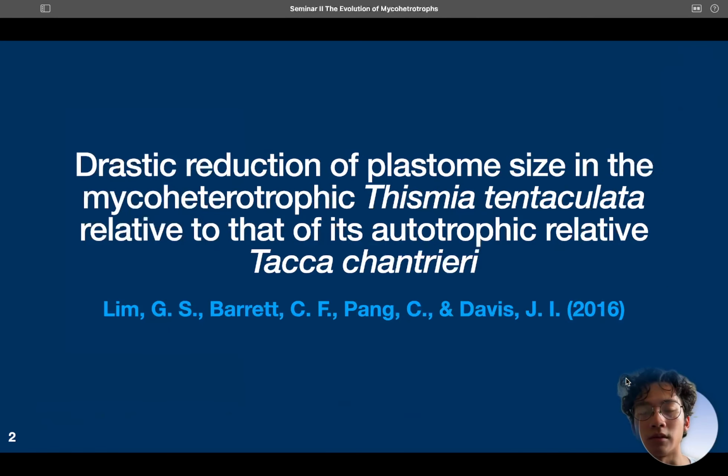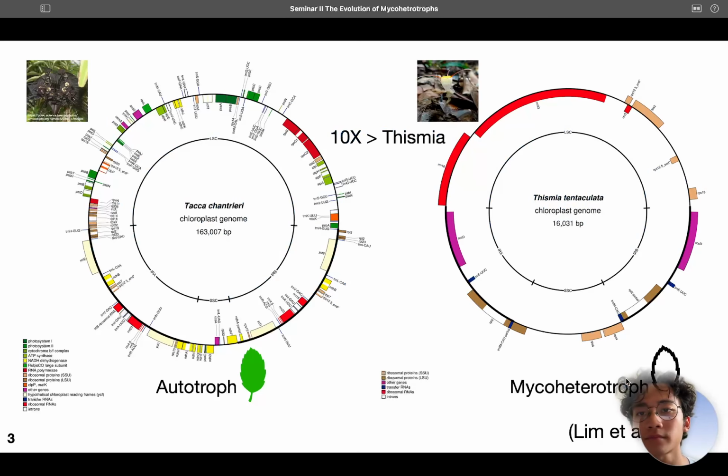First, I will introduce some details about the plastome of the mycoheterotrophic plant. With this study, drastic reduction of the plastome size in the mycoheterotrophic plant Tisme tentaculata relative to that of its autotrophic relative Tachycardia, by Lim and team, 2016. And here is the picture.